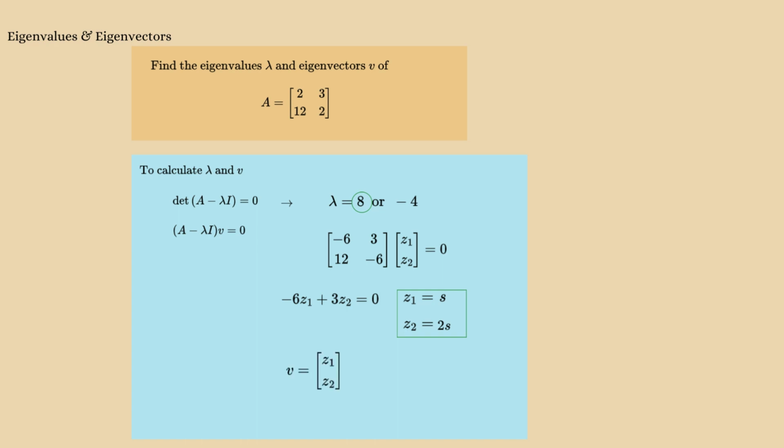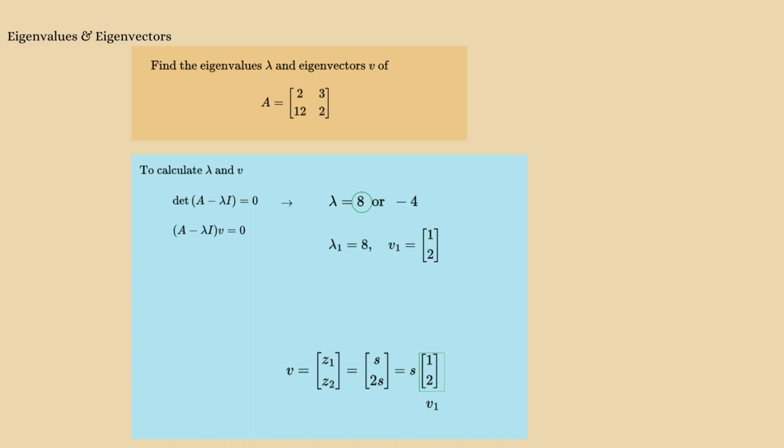If you remember, in the beginning, we set our eigenvector v to be equal to [z1, z2]. Here, we are going to replace z1 by s and z2 by 2s as what we got. Finally, we just factor s out, and the remaining vector [1, 2] will be our first eigenvector, v1. So here we will record our result as the first eigenvalue, lambda 1 equals 8, and the first eigenvector, v1 equals [1, 2]. Let me address 2 points here.